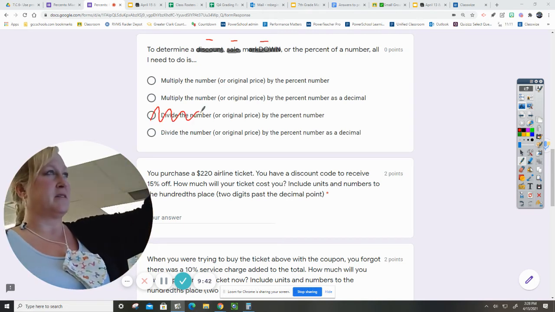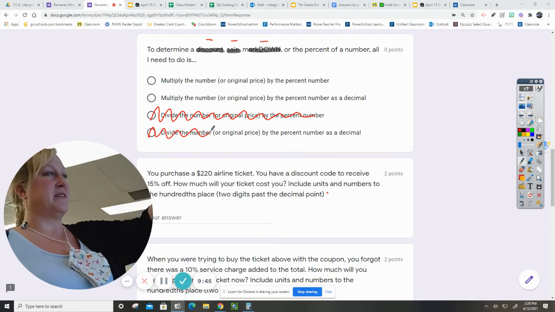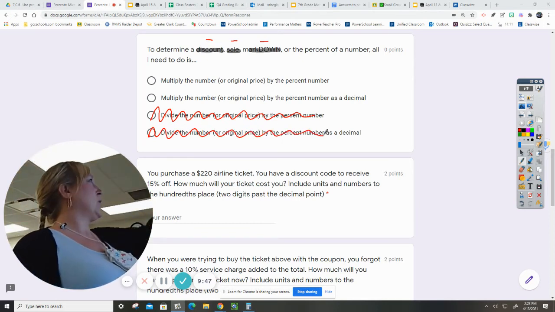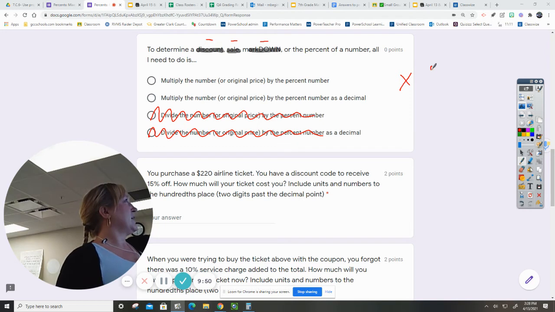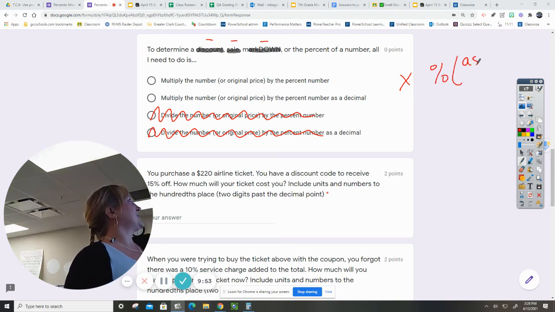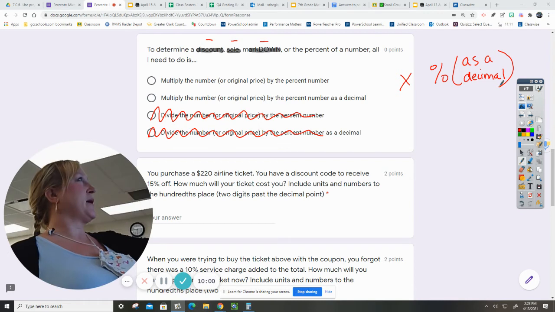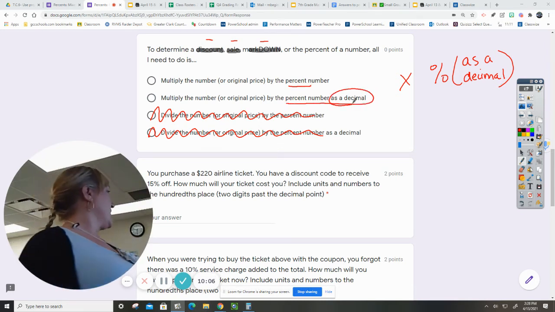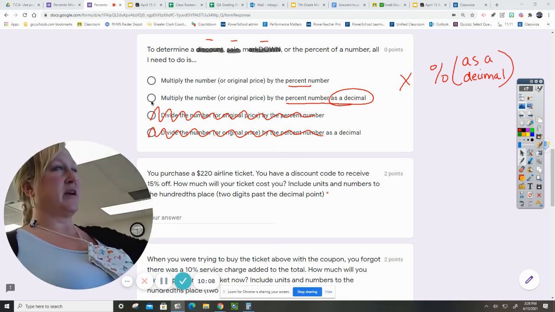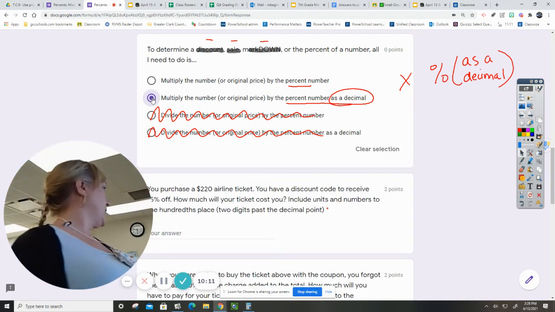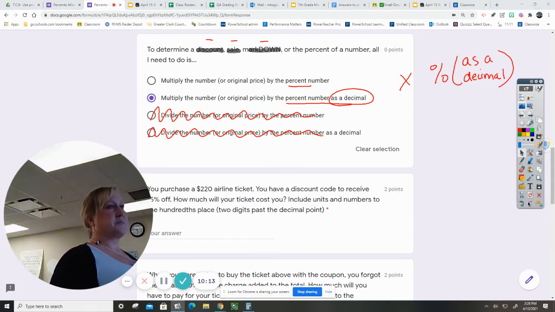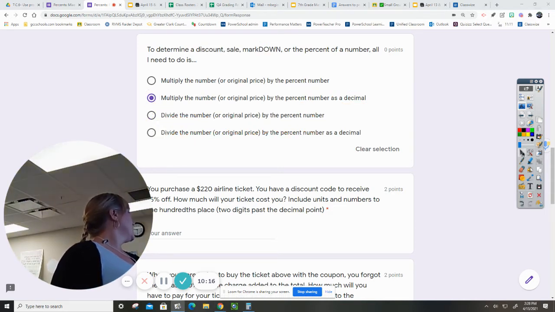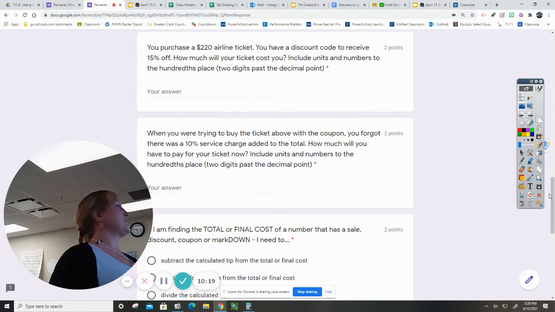Well, I'm not dividing because every example that we've done has been multiplication, and what we've done is multiply by the percent, but as a decimal. Is that one of our options? Multiply the number by the percent. This one says percent as a decimal. So the answer to this one is right here, if my computer lets me do it. All right, good job. All right, let's continue on.